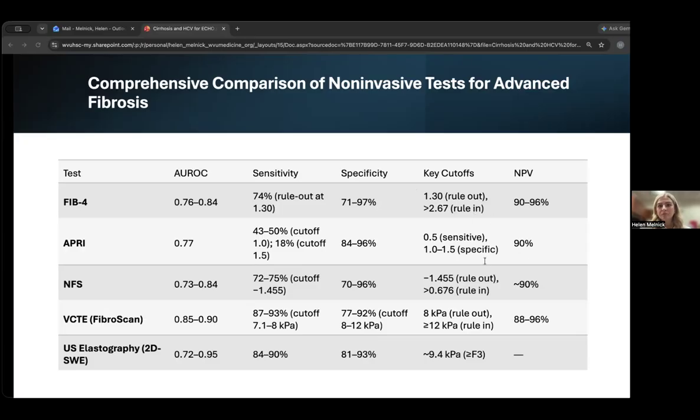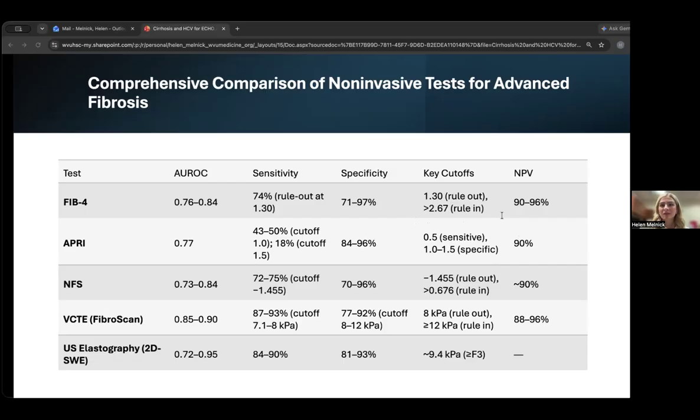So moving on beyond FIB-4, APRI performs poorly in MASLD with low sensitivity at higher cutoffs. So it's not super useful as a rule-in test. And I'll say in our clinic, we don't use that much. We kind of use FIB-4 and then move on from there. So the previously known as NAFLD fibrosis score, the NFS, behaves similarly to the FIB-4, but has a higher indeterminate rate. Its upper cutoff, however, is highly specific for ruling in advanced fibrosis.